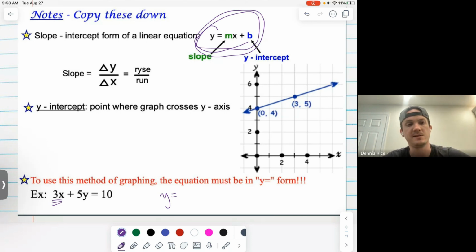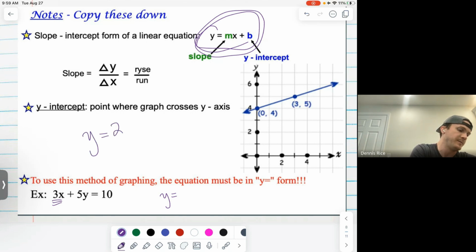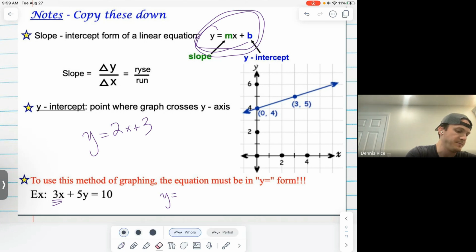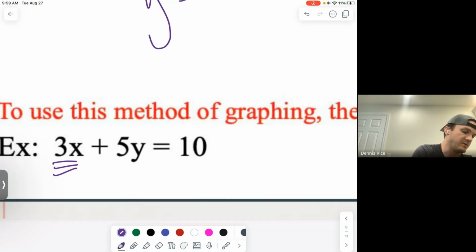Sometimes you're given something that's nice and ready to go. Okay, y equals 2x plus 3. The slope is 2, the y-intercept is 3. Great. More commonly, you're given something like on the very bottom here, where you have to do a little bit of work first. So we'll talk about this and we'll practice with this, but how you can get this to look like y equals.